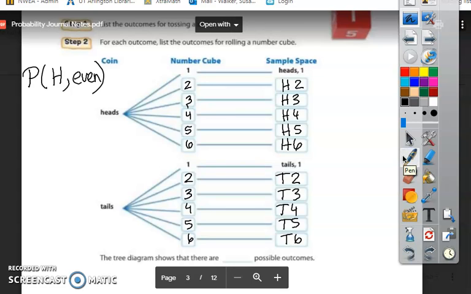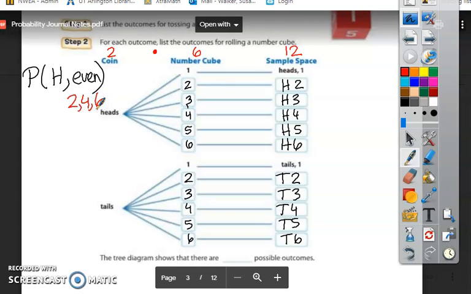Okay, let me switch colors here. I have 2 outcomes for a coin, and a number cube has 6. So I do 2 times 6, which gives me a sample space of 12. There are 12 outcomes here, okay? Now, I want to get heads and an even number. So remember, even means it's divisible by 2 with no remainder: 2, 4, or 6.